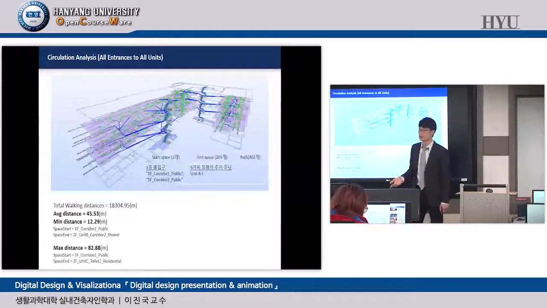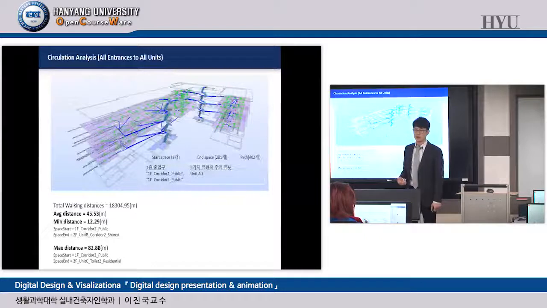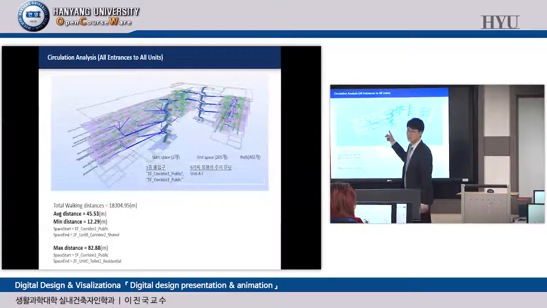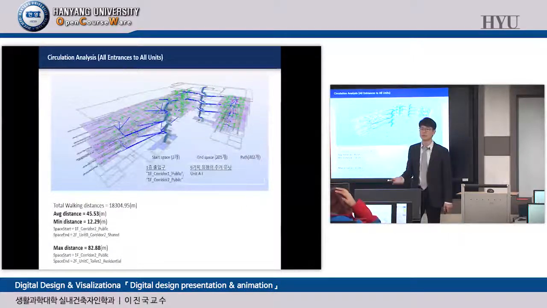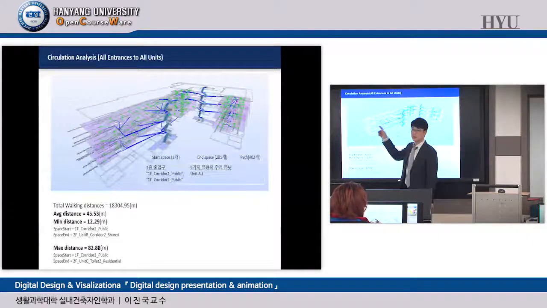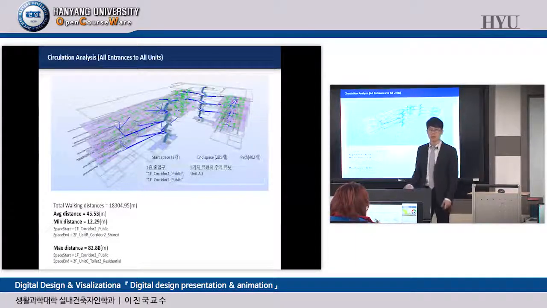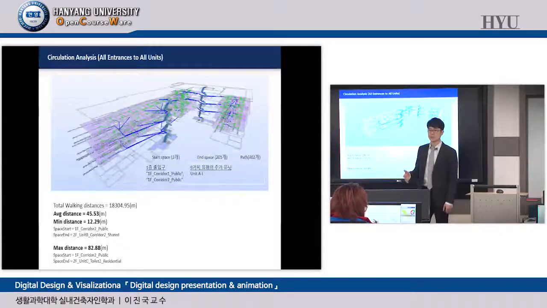What does that mean? Okay, a disabled person, someone who needs to ride a wheelchair, okay? They are supposed to live close to the exit, for their convenient access. If their units are modeled very far from the exit, we need to provide them some elevators or ramp structure or some additional things. It's not cost effective, okay?